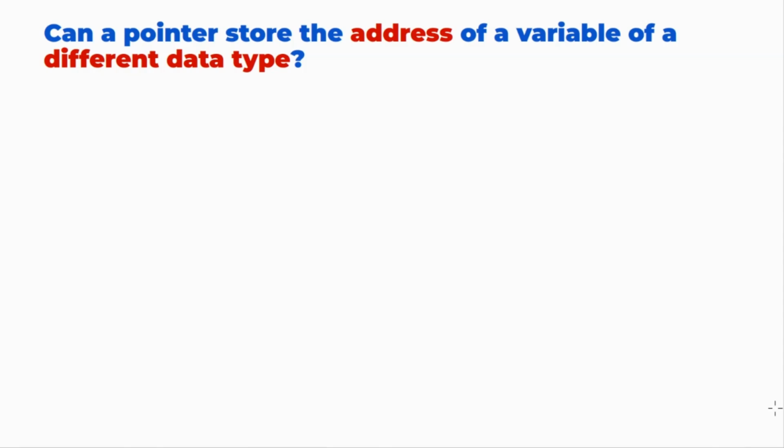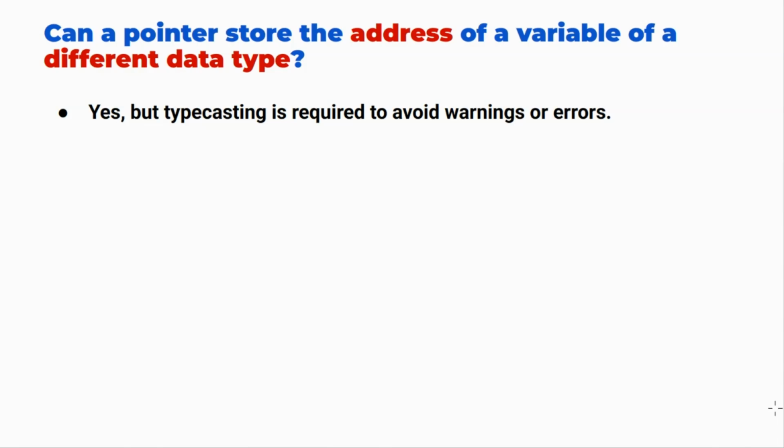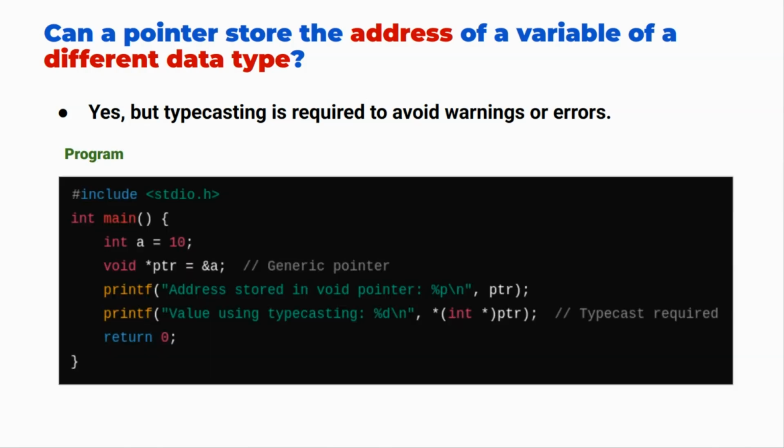Can a pointer store the address of a variable of a different data type? Yes, it can, but typecasting is required to avoid warnings or errors. Let's understand with the help of one code. Here in this program we have int a equal to 10, and then let's declare a void pointer, void *ptr. As we know, void * is a generic pointer, and let's assign the address of a. Here this void *ptr is a void pointer. To print the value of a using this ptr, we need to do typecasting. How do we do that?